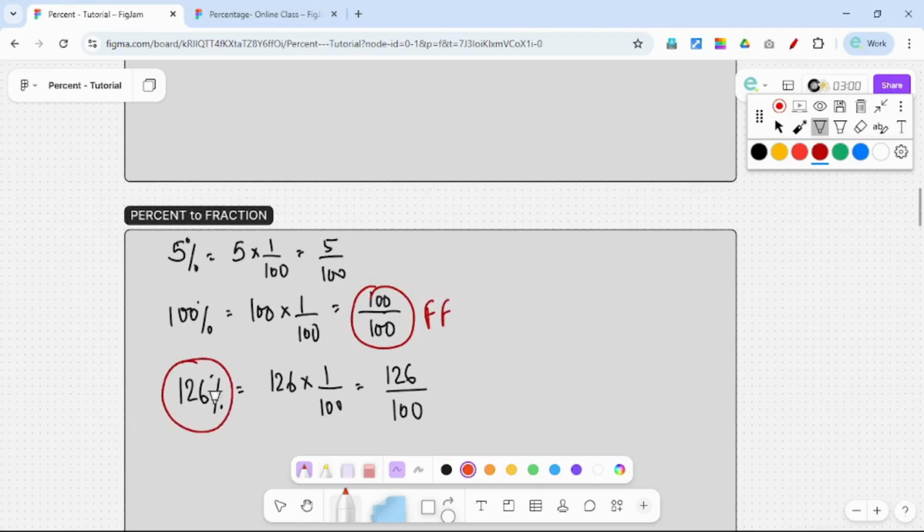126%. 126 multiplied by 1 upon 100 is 126 upon 100. So these are all conversions of percentage to fraction.